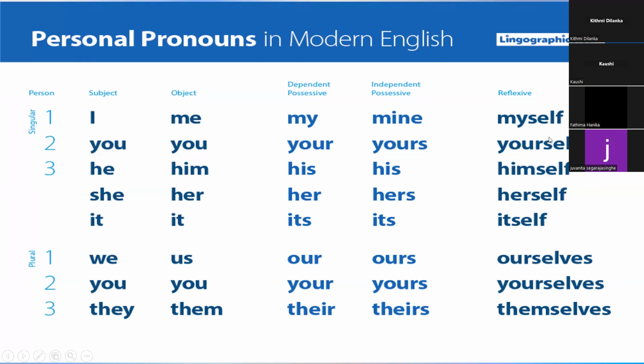Reflexive pronouns: myself, yourself, the pronouns that come with self or selves. It indicates the same person. It doesn't indicate another person, it refers to the same person.